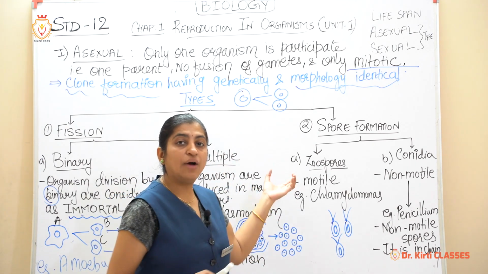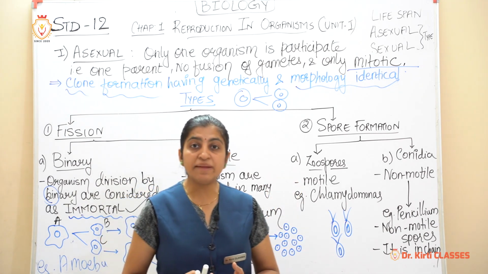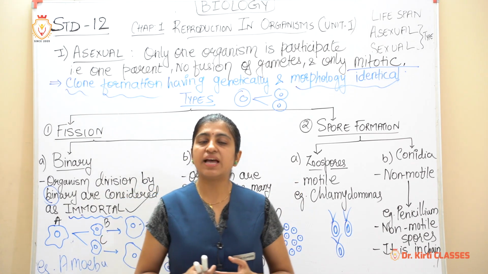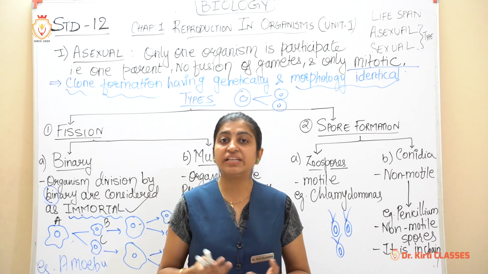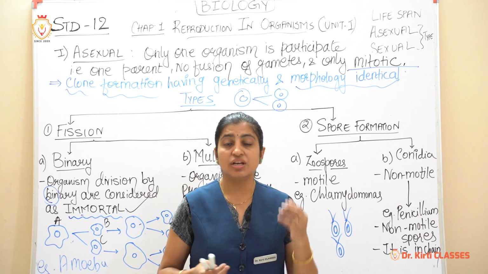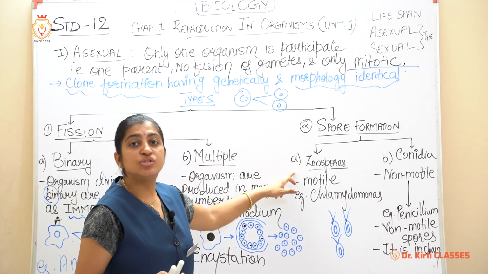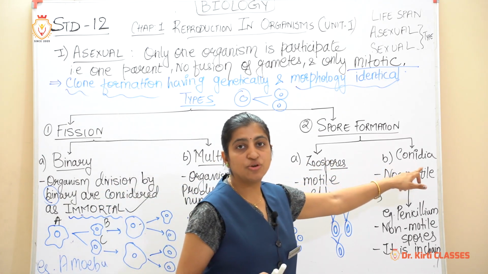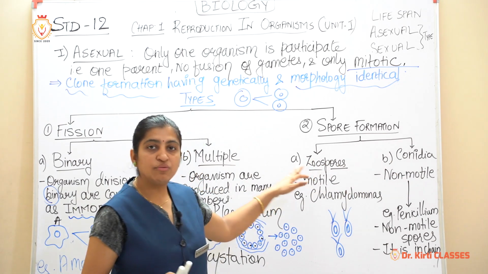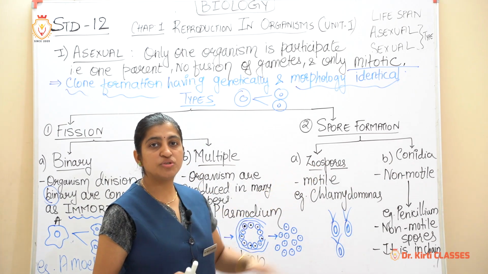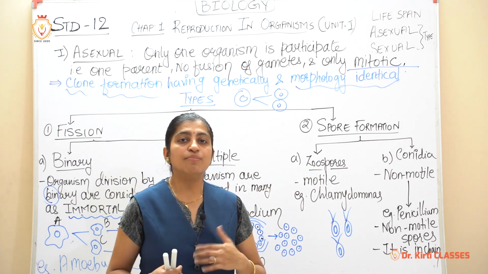A spore. Now the spore is of 2 types according to the presence and absence of motility in that particular structure. So spore formation is of 2 types. Number 1, zoospore, and number 2, conidia. Number one is zoospore. Zoospore is having motile spores.